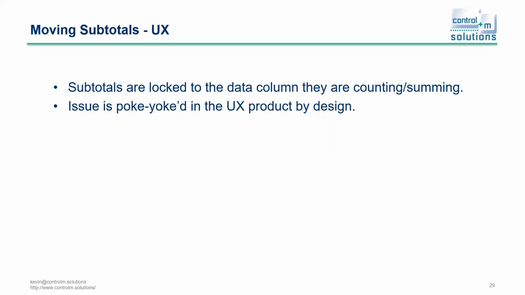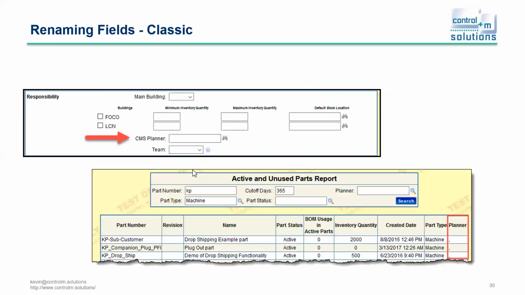Natively in UX, if you're adding or moving columns around in your reports, this particular issue does not seem to be something that I've encountered in the last year and a half or so in UX. So that is a specific issue to managing classic screens.